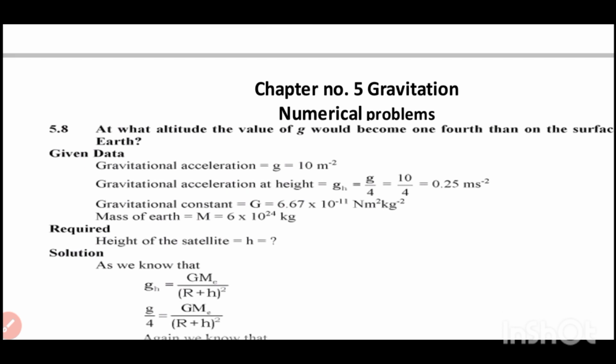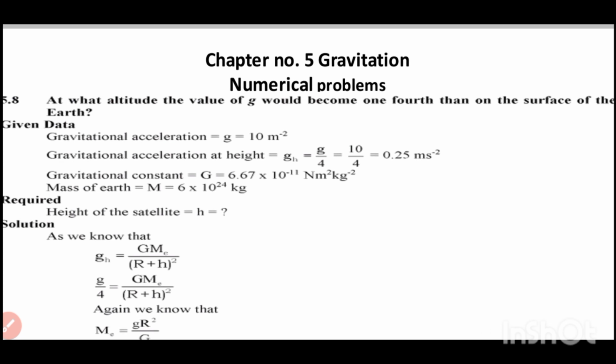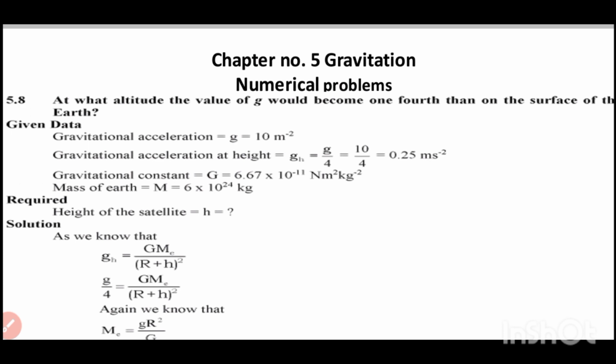So dear students, now we discuss numerical 5.8, and it is an important numerical. At what altitude would the value of g become 1/4 of that on the surface of the earth? Dear students, the value of g on the surface of earth is 10 meter per second squared, and at the height h, the value of g is equal to 1/4 of the value on the earth, that is g over 4, which is equal to 2.5 meter per second squared.